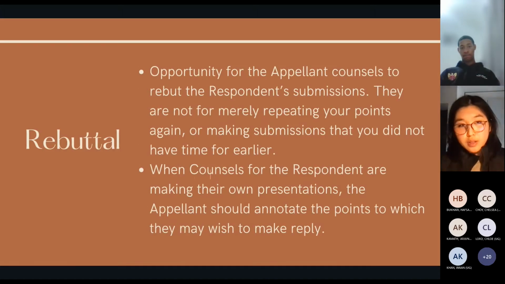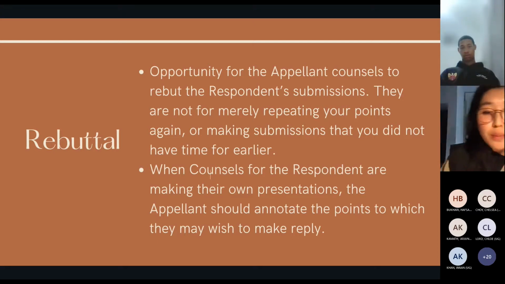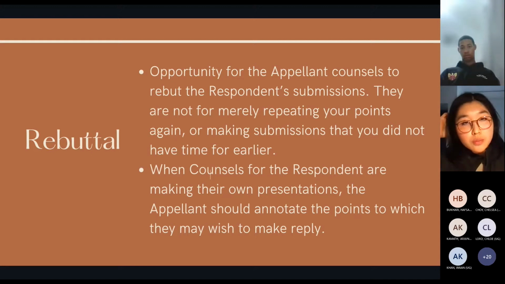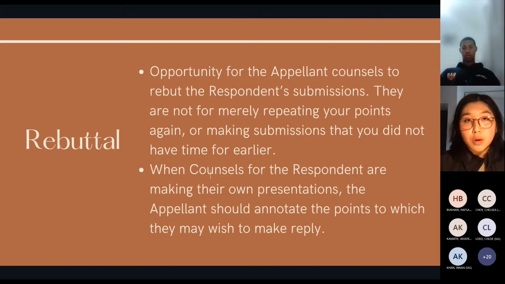Okay, so in terms of rebuttal, like I said, it is 3 minutes. So normally the lead appellant would just help represent both the lead and junior counsel. So the lead appellant would just rebut the respondent's submissions. This is, again, a reminder, not an opportunity for you to regurgitate what you've just said earlier. The judge has already heard your side of the argument.